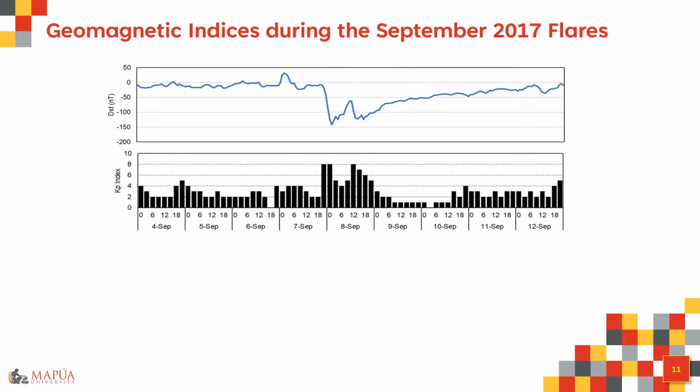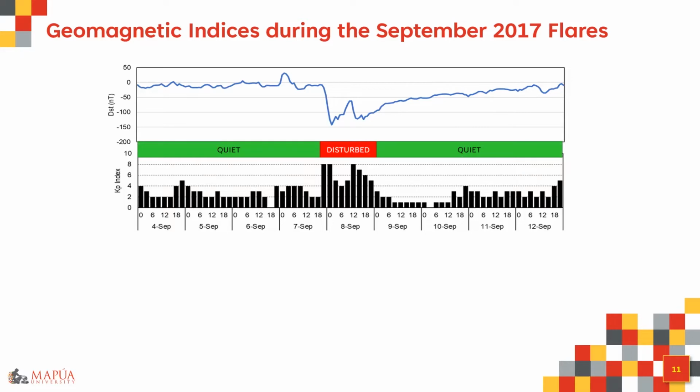Using the Dst index and the Kp index, we can actually characterize these days, from September 4 to 12, in terms of two distinct conditions. You can call a day a quiet condition, and you can also call a day a disturbed condition. We use the Dst index and Kp index to quantify how disturbed our geomagnetic field is, especially near the Earth's surface, which may affect several of our technologies.